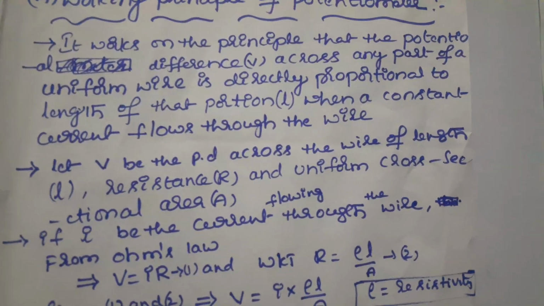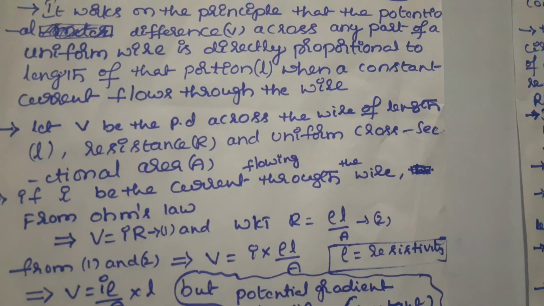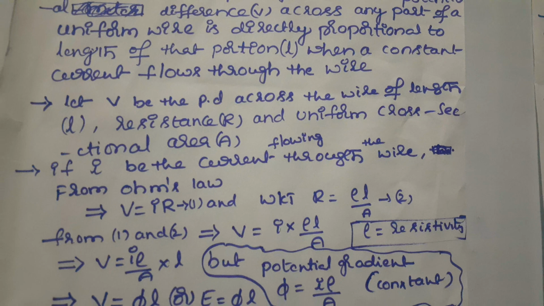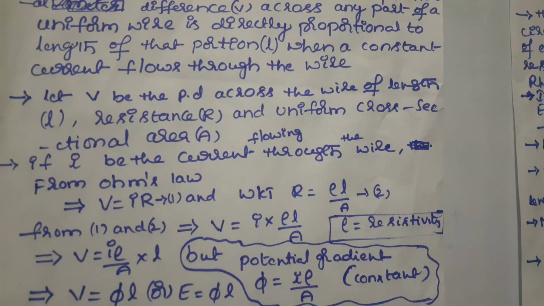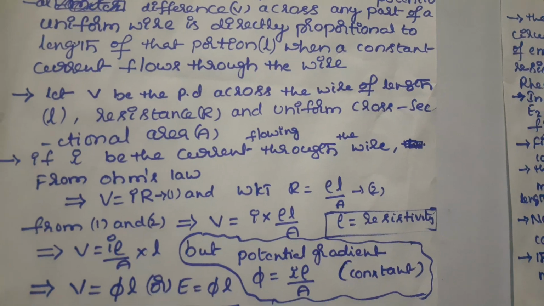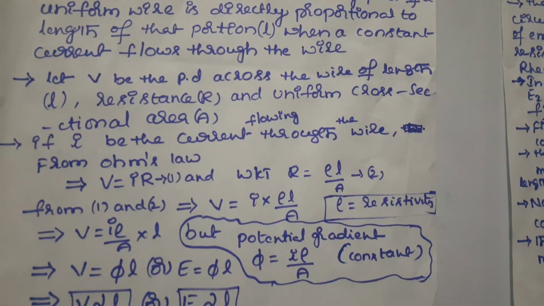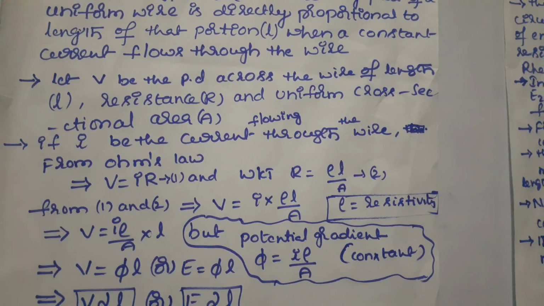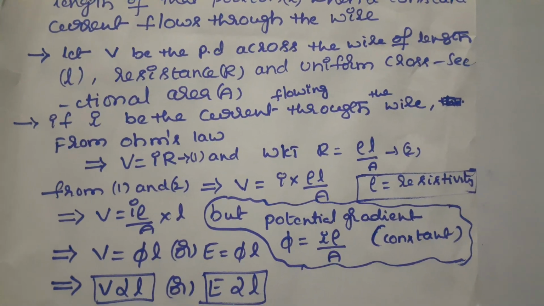For this, students, let V be the potential difference across the wire of length L, resistance capital R and uniform cross-sectional area capital A. If I is the current flowing through the wire, so we are taking a wire of length L, resistance R, uniform cross-sectional area A. Suppose the current passing through the wire is I. From Ohm's law we know that V = IR, and we know that the resistance of the wire is given by the formula R = ρL/A, where ρ is the resistivity.